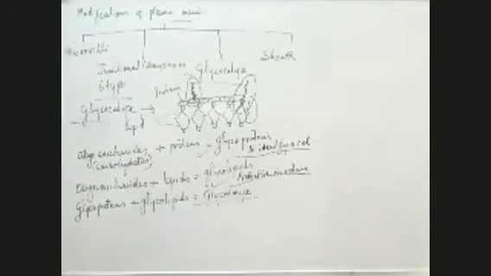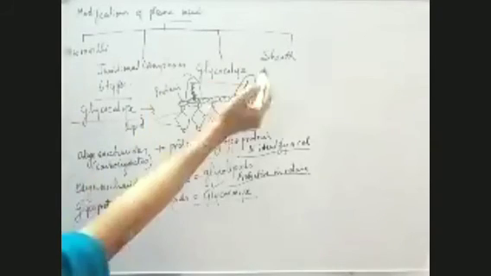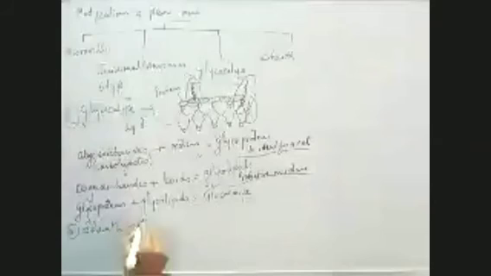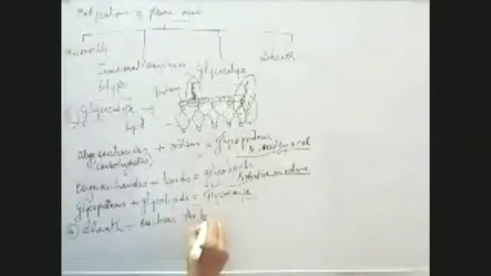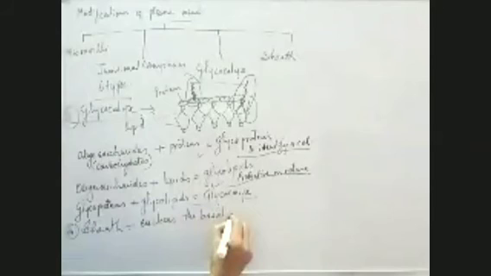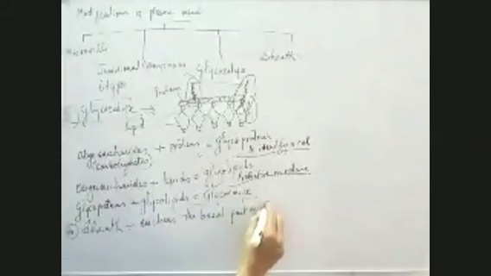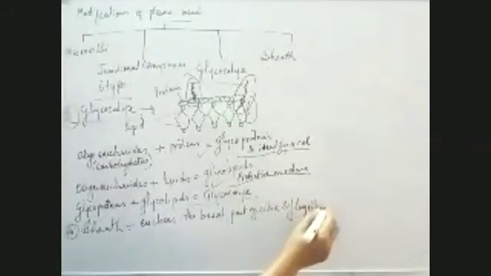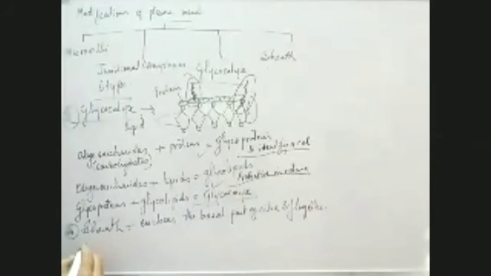Now I come to the last modification of plasma membrane, the fourth modification, which is sheath. Basically, what is sheath? The plasma membrane encloses the basal part of cilia and flagella, which is known as sheath.